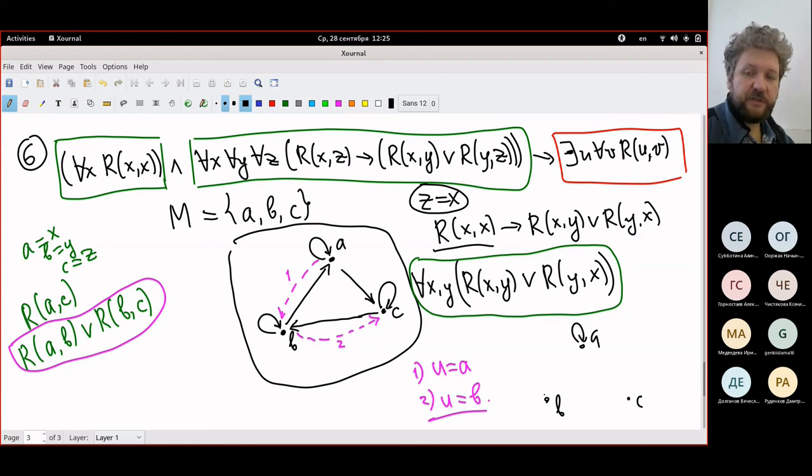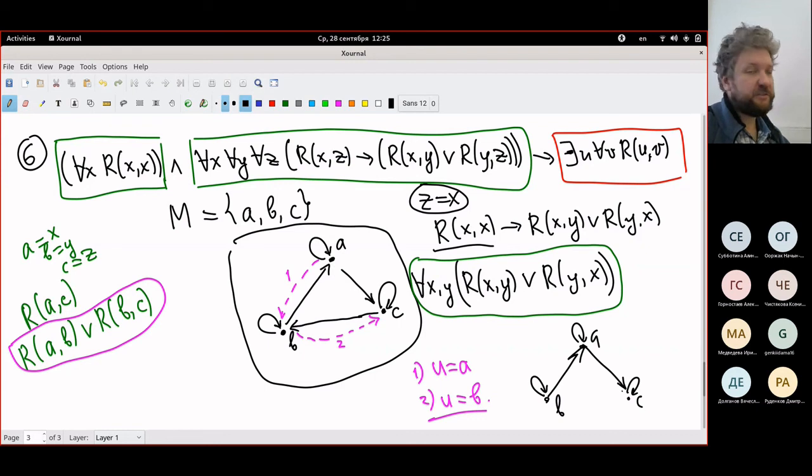Each one sees itself, and we know that there is an arrow. Suppose, without loss of generality, that there is an arrow from A to C. If there is an arrow also from A to B, we're done, because then A is U. Now the arrow should go like that.